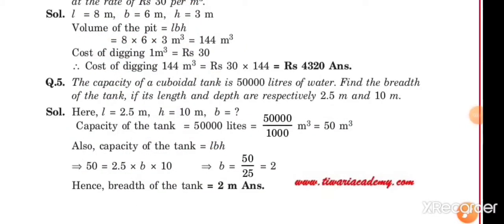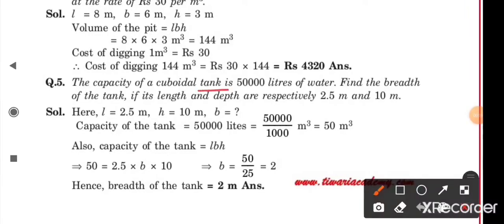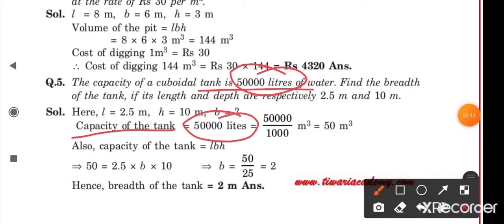Now moving to question number 5, you can see that you are given the capacity of a cuboidal tank. It is given in liters and you should understand that capacity means again volume. It is given in liters, so first you will convert it into meter cube. For that you will divide it by 1000 and it will convert into meter cube.